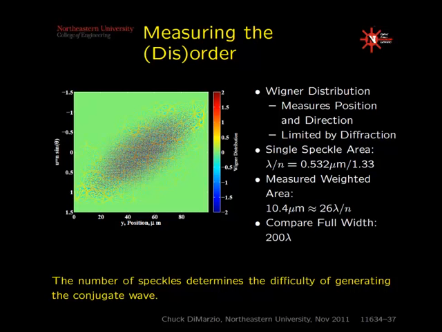So actually, the randomness here is only about 10%, even through all of that scattering. There's still a lot of information here. And what we're trying to explore is different ways of using that to construct the conjugate wave.